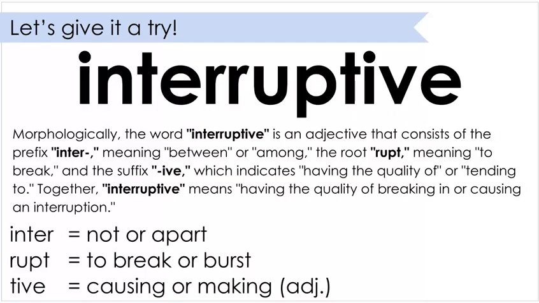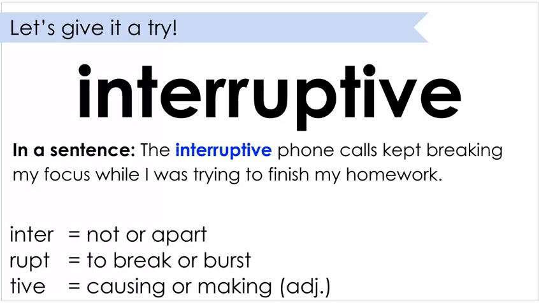Our new word is interruptive. Morphologically, the word interruptive is an adjective that consists of the prefix inter, meaning between or among, the word rupt, meaning to break, and the suffix ive, which indicates having the quality of or tending to. Together, interruptive means having the quality of breaking in or causing an interruption. In a sentence, you would say, the interruptive phone calls kept breaking my focus while I was trying to finish my homework.